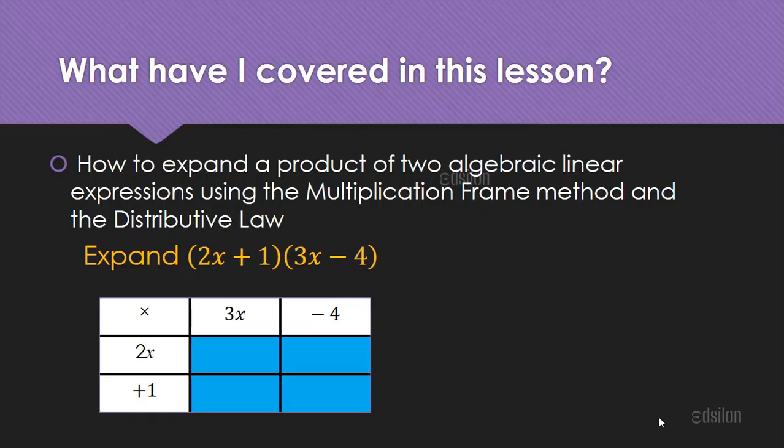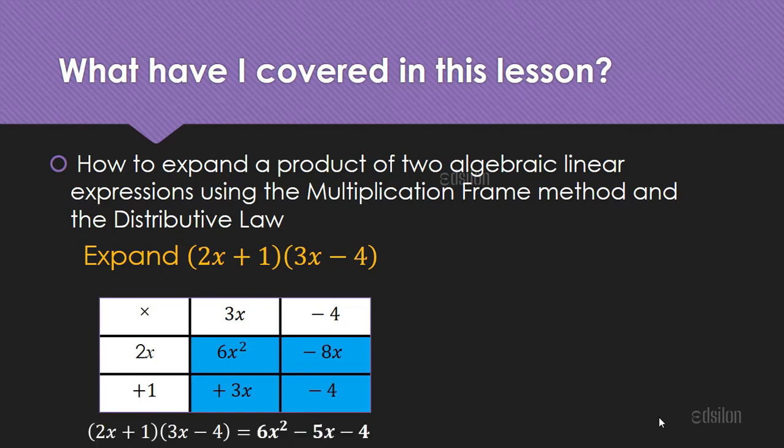Let's recap how to expand a product of two algebraic linear expressions using the multiplication frame method and the distributive law. Consider the product of 2x plus 1 and 3x minus 4. We write 2x plus 1 in the first column and 3x minus 4 in the first row. Then we find the 4 terms in the blue boxes.